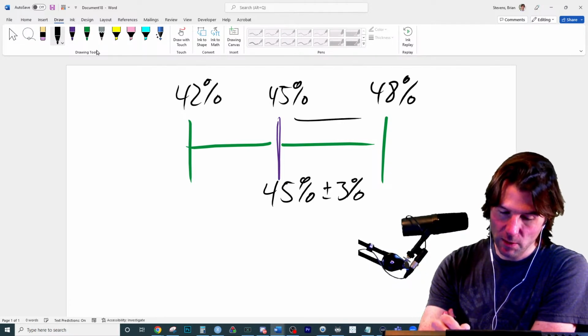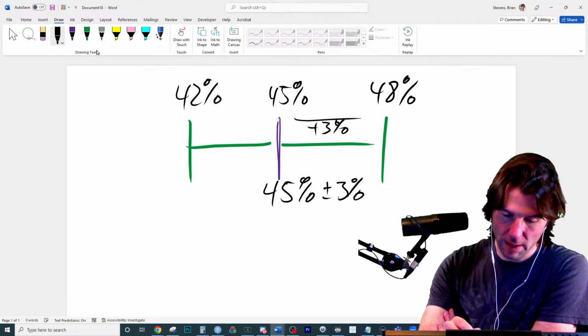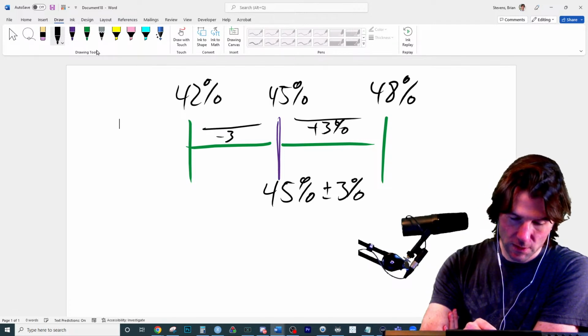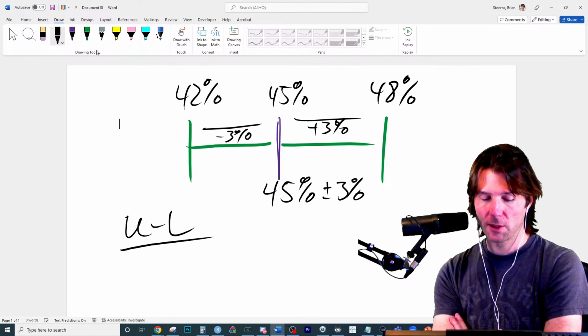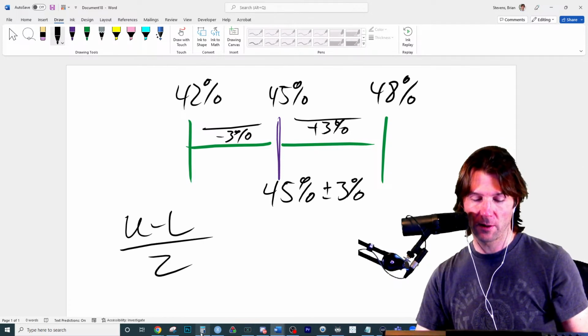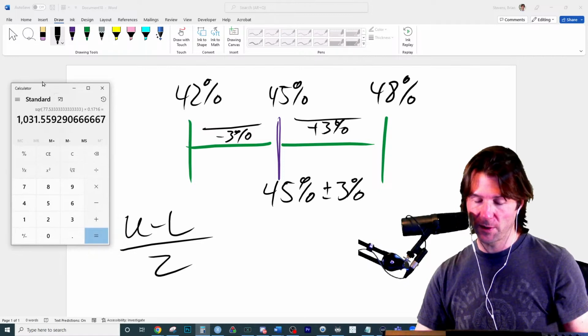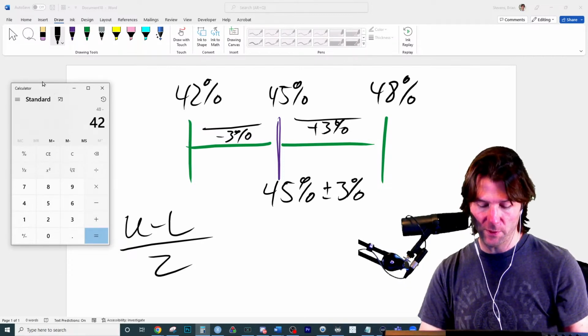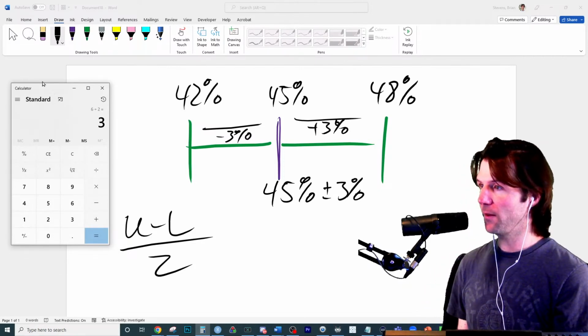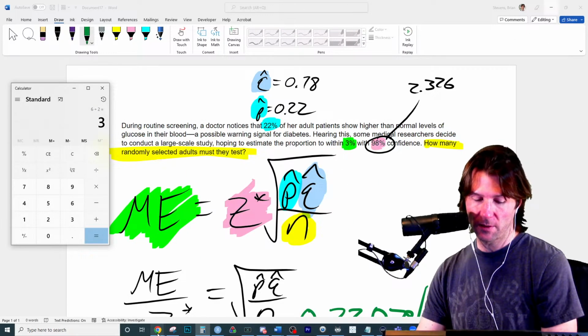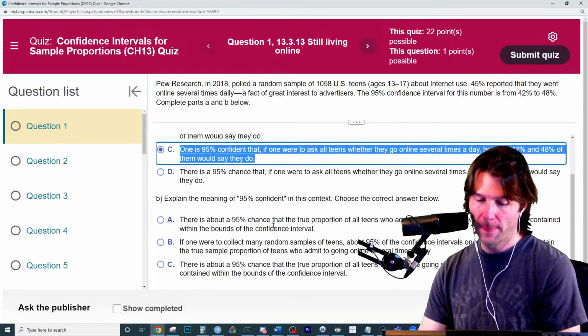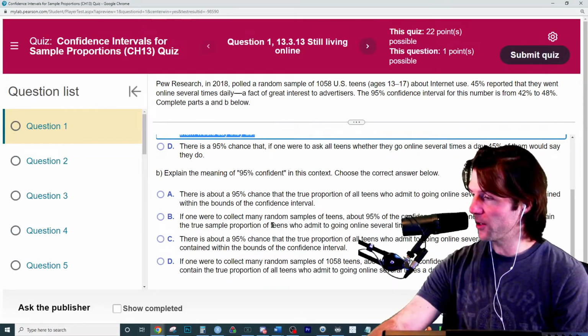And notice how that's 3% here, plus and minus. So a formula can be upper minus lower divided by 2 for the margin of error. If you want to do that, you're just figuring out how long the interval is: 48 minus 42 divided by 2, half the length of the interval. It doesn't ask that, but we should know things like that when solving these problems to figure out the margin of error.